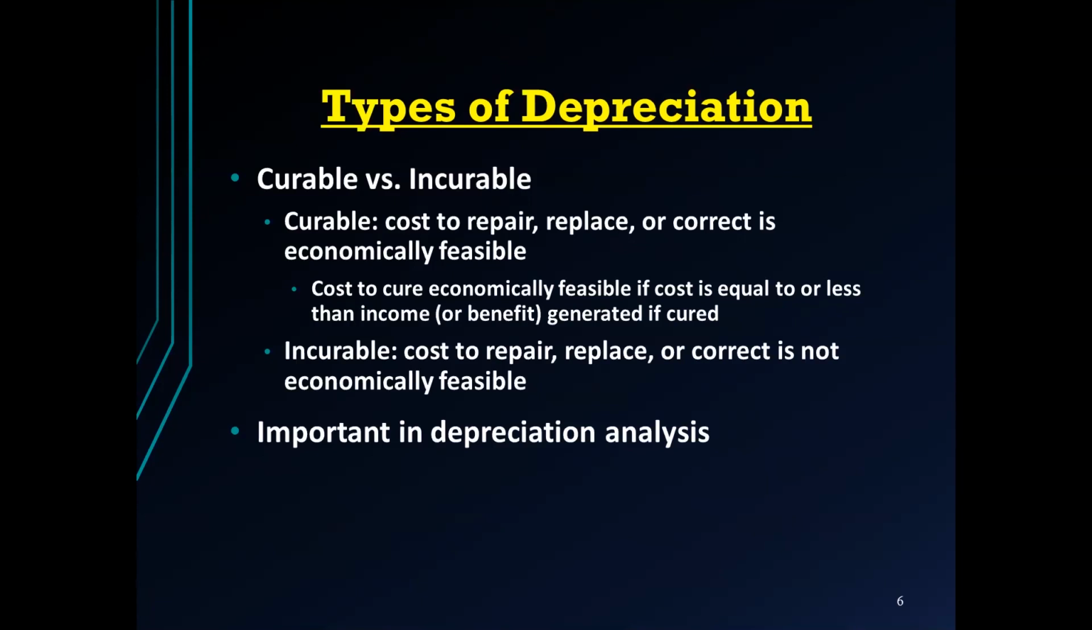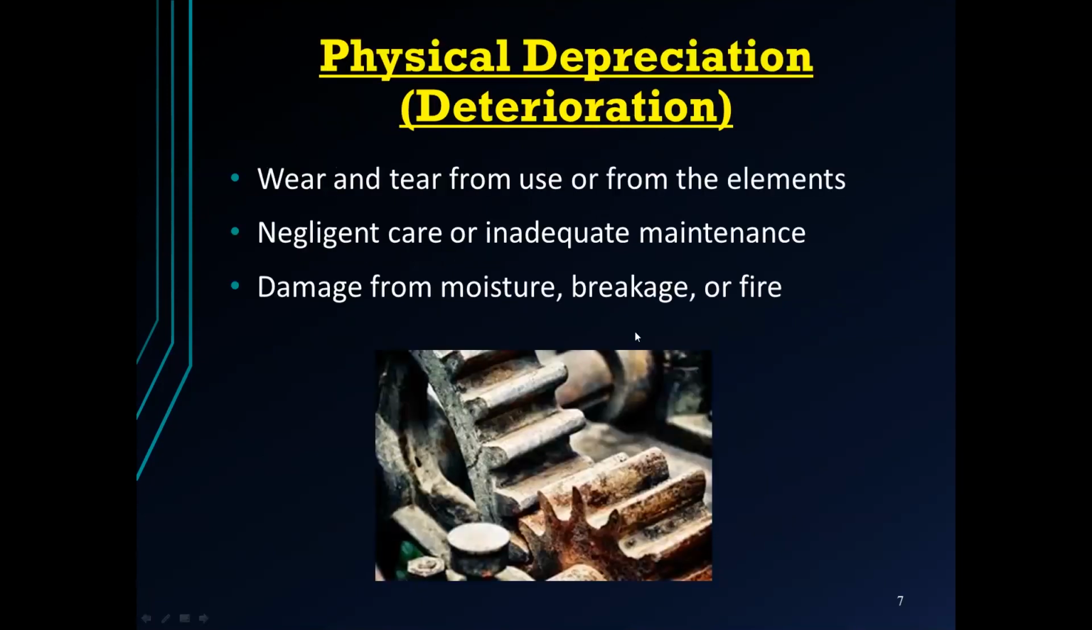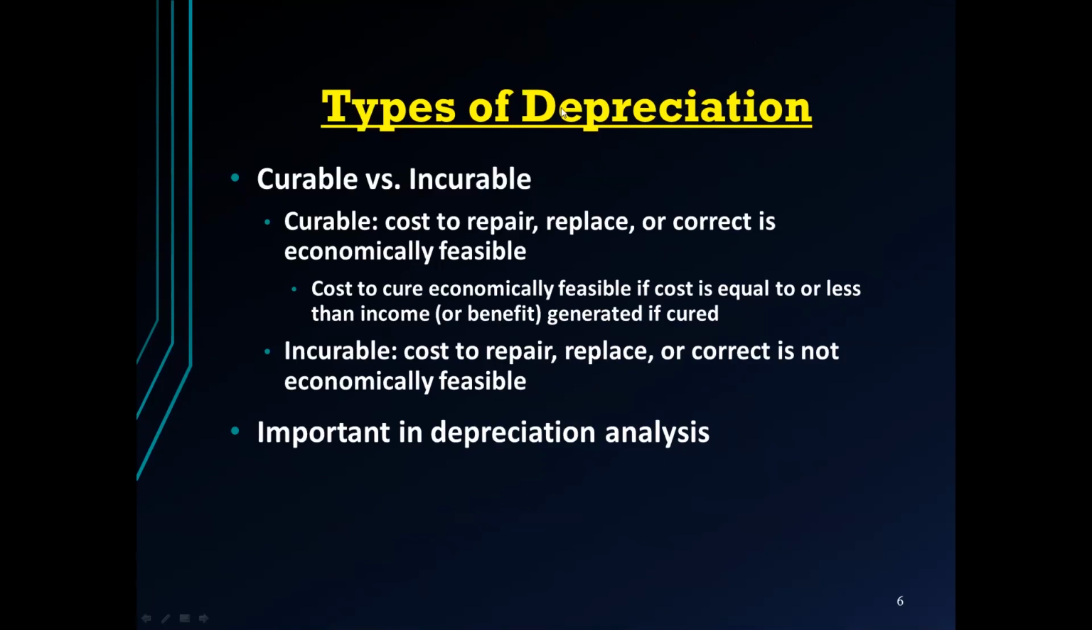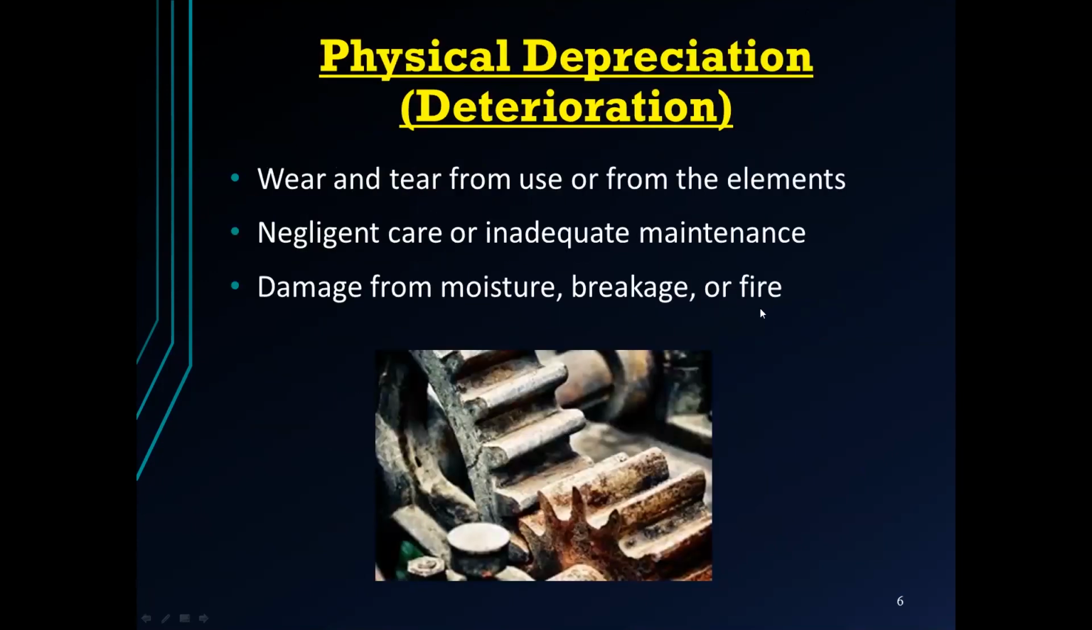Incurable depreciation is when that cost to repair, replace, or correct the depreciation or obsolescence is not economically feasible, where it doesn't make sense to do it. It would cost more to remedy the depreciation than what the property would be worth and what kind of benefit you're going to receive from it. And in a second, we'll talk about how some forms of depreciation are generally always going to be incurable, and that's economic. And then some are generally curable, and we'll talk about that in a second.